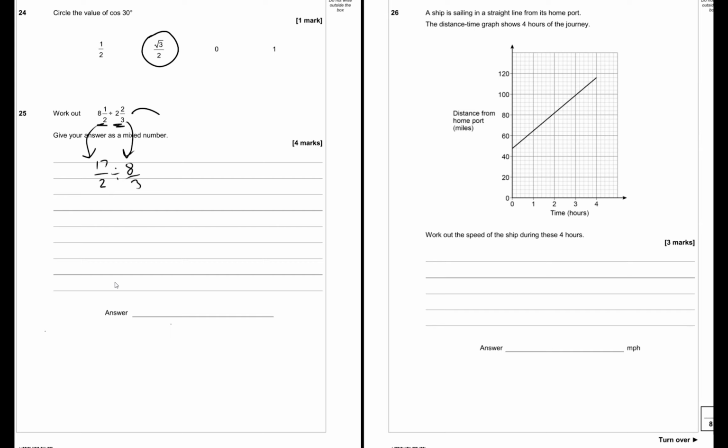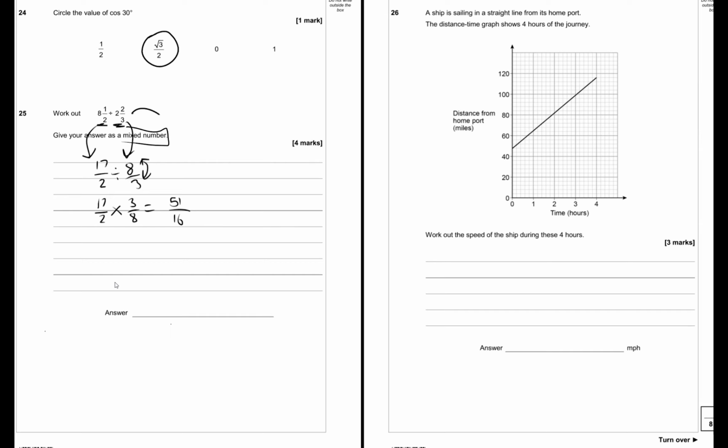Okay, so this is the sum we want to do, but we've got one more trick. We can change it into a multiplication by flipping these two round, so putting the top one on the bottom and the bottom one on the top. So we're going to get 17 over 2 times by 3 over 8. And then this is an easier problem to solve. We just multiply the top, multiply the bottom. So we're going to get 51 over 16, and we're almost done.